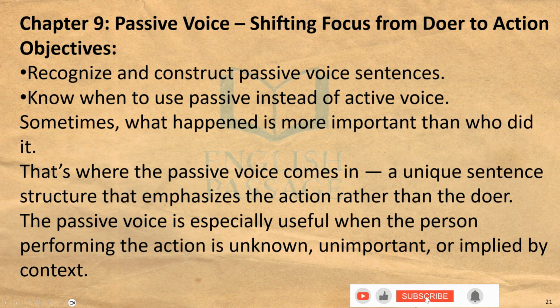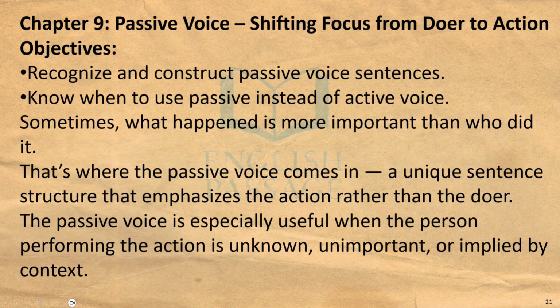Chapter 9. Passive voice, shifting focus from doer to action. Objectives. Recognize and construct passive voice sentences. Know when to use passive instead of active voice. Sometimes, what happened is more important than who did it. That's where the passive voice comes in, a unique sentence structure that emphasizes the action rather than the doer.